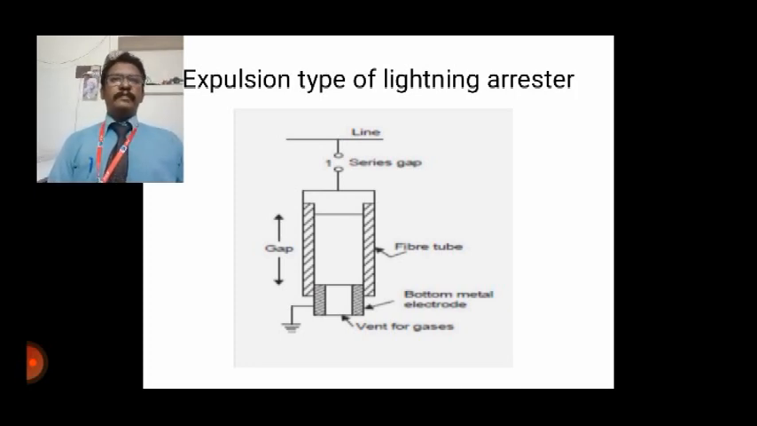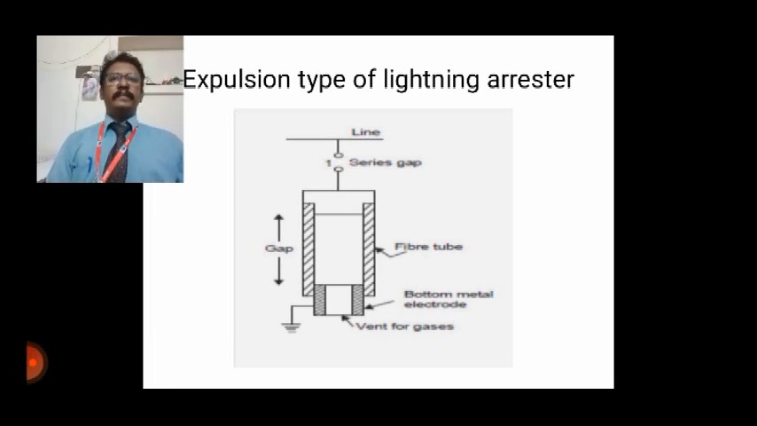An improvement of the rod gap is the expulsion type, which consists of a series gap, as I said earlier, external to the tube, which is good enough to withstand normal system voltage. Thereby, there is no possibility of corona or a leakage current across that particular tube. Next, you can see here a tube which has a fiber lining. On the inner side, it is made of highly gas-evolving material. Next, you have spark gaps. Then inside the tube you have an open vent at the lower end for the gases to be expelled.